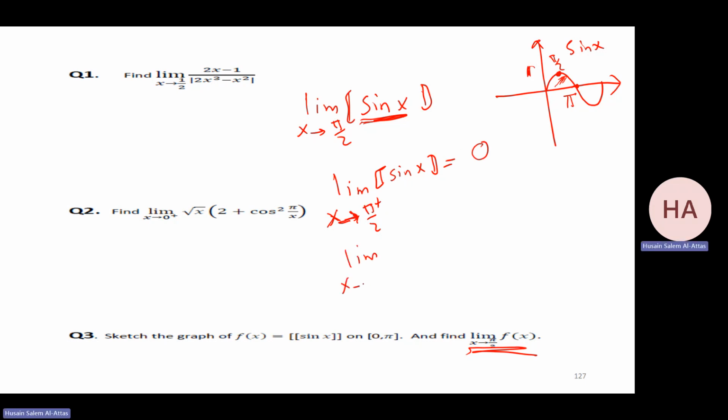Limit as x goes to pi over 2 from left of the greatest integer of sine x. It will be here. Still, before pi over 2, it will be point something. So the answer is 0. So this limit exists and it's equal to 0. So if you have an integer function, the limit does not always fail to exist. You need to check it from right and left.